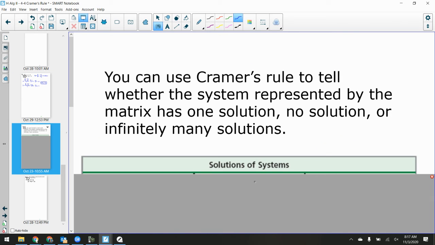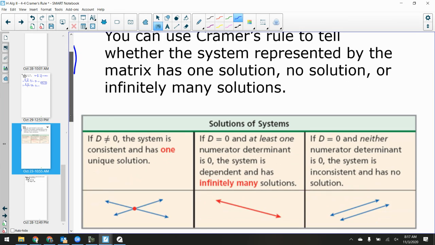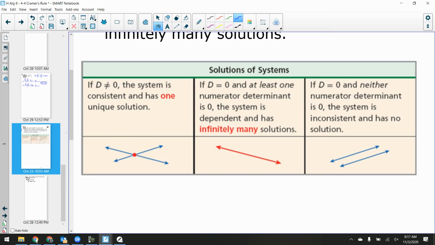You can use Cramer's rule to tell whether the system represented has one solution, no solutions, or infinitely many solutions. And here's how. It's all got to do with D, the coefficient matrix determinant. If D is non-zero, as long as D is not 0, you're going to get one solution. If D is 0, you either get infinite or no solutions. If D is 0, it's a special case.